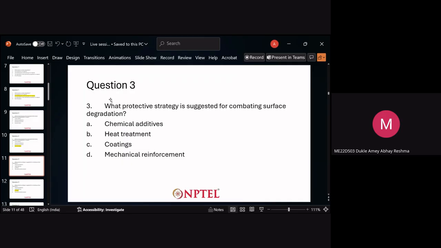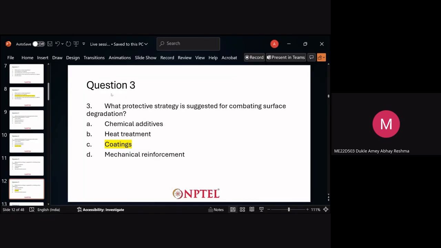So the third question: what protective strategy is suggested for combating surface degradation? Whether it is use of chemical additives, whether it is heat treatment, whether it is coatings, or whether it is mechanical reinforcement. So the answer here is coating. Chemical additives, like if you put some alloying, like how you do in stainless steel, you have to do it across the entire face. You cannot just do it at the surface level.